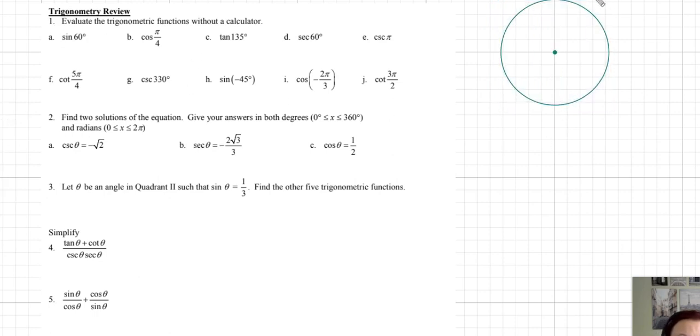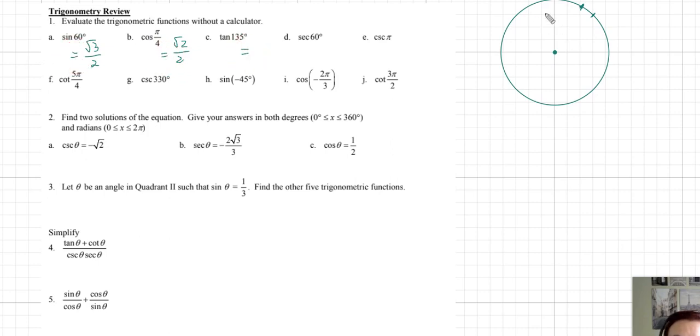So sine 60 degrees is going to be about here, and then you can see that sine is going to be equal to square root of 3 over 2. Those are our values that we have to have memorized. Cosine of pi over 4 is going to be right here. Cosine is going to be equal to square root of 2 over 2. I'm going to put an equal sign here.